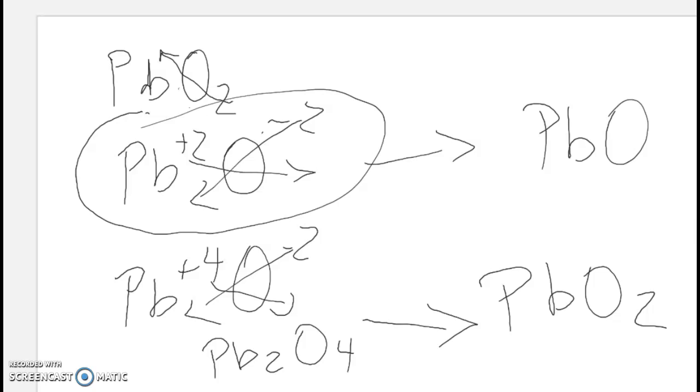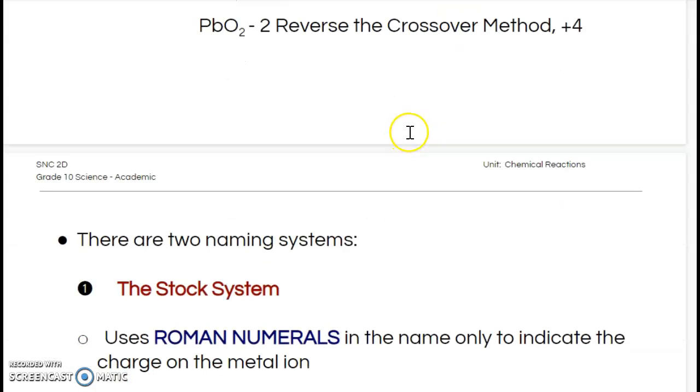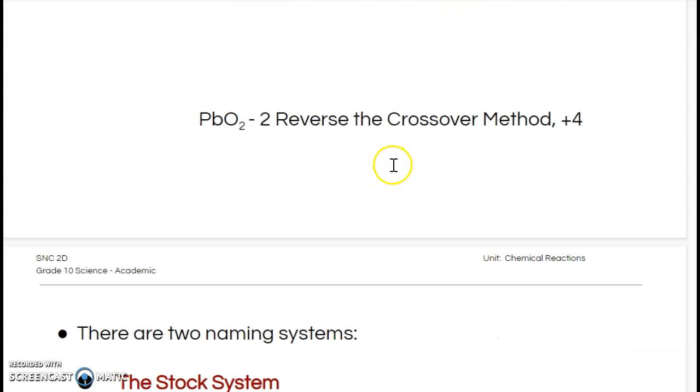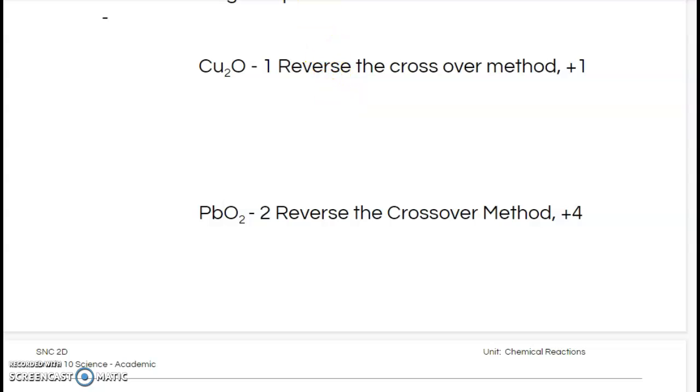I hope that one makes sense to you guys. I'm going to pause the video here, and then we're going to talk about the different ways in which we name these. We use Roman numerals for one, and for the other we use Latin names. These are used to name the multivalent ions. I hope that makes sense, guys.